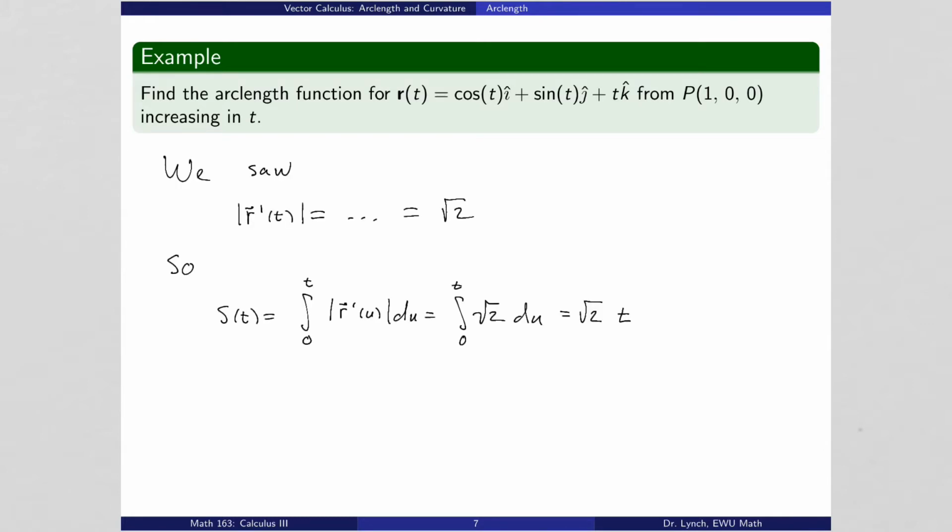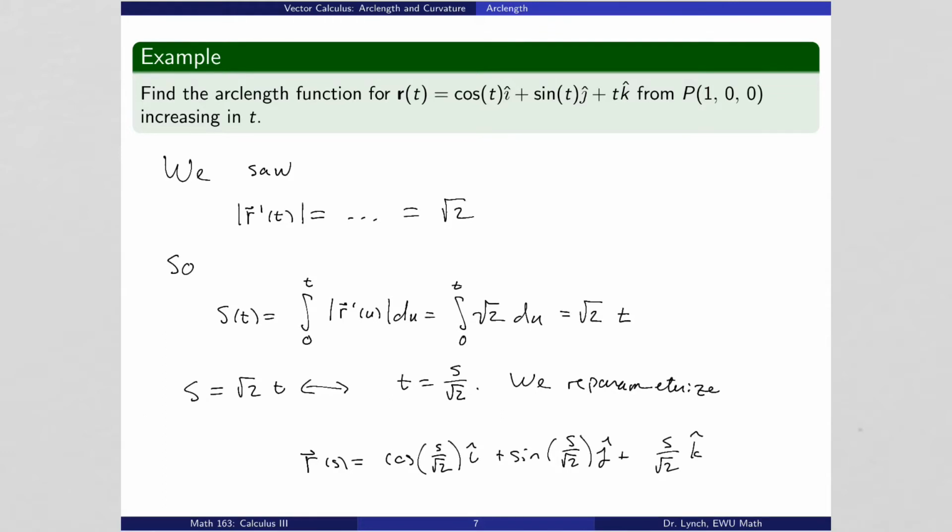So we saw previously that this curve has the magnitude of r prime equal to the square root of 2. We can express the arc length function s of t as the integral from 0 to t of square root 2 dt. And this again allows us to parameterize the curve with respect to arc length s instead of with respect to the parameter t.